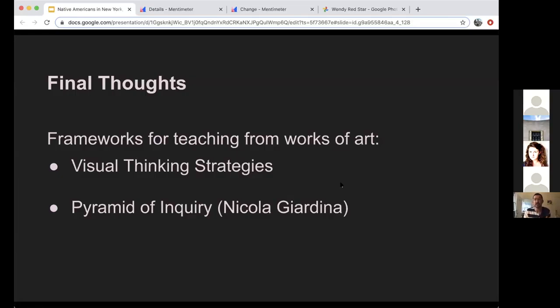The one that I prefer a little bit, and that I think works a little better for arts integration scenarios, is called the Pyramid of Inquiry. It's developed by my colleague Nicola Giardina while she was at the Metropolitan Museum of Art. And I can actually share an article with Charlie to share with you all after this if you want to learn more about that. But it's, again, a very flexible tool and pretty easy to implement.